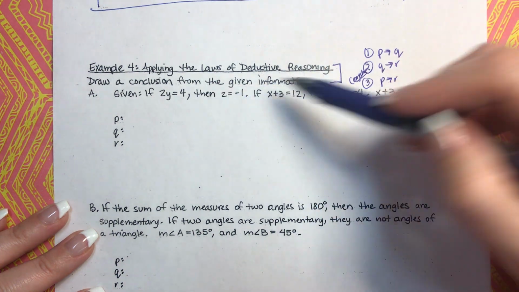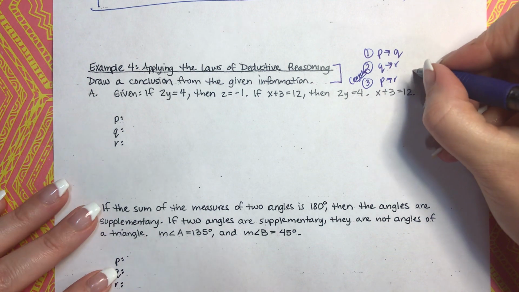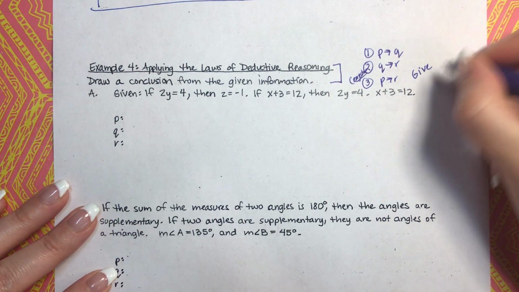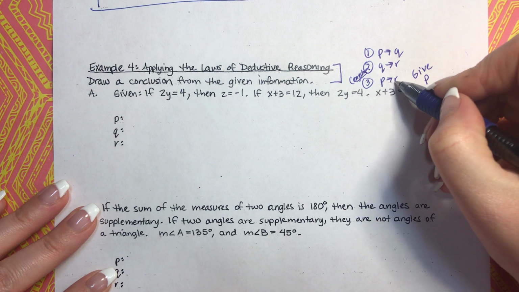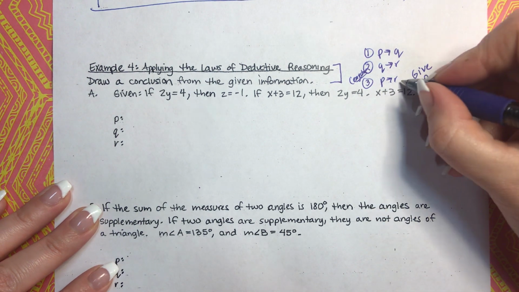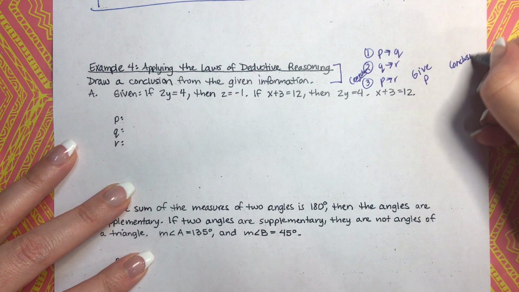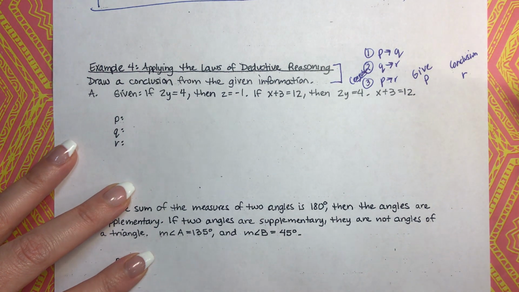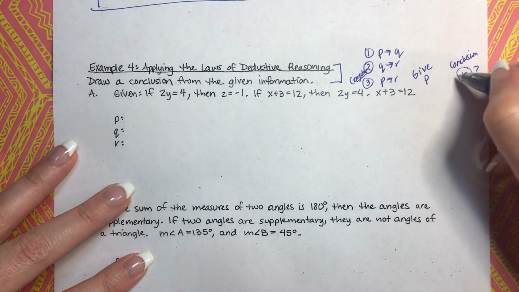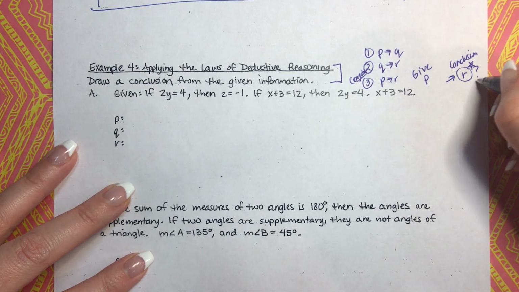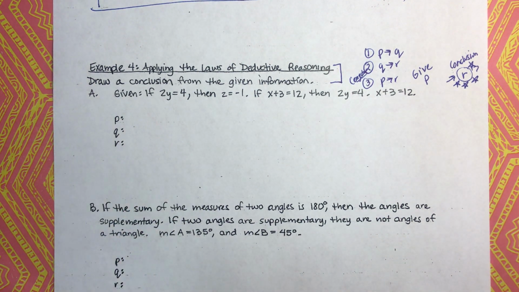But when it asks us to draw the conclusion, they give us the P, which in this case would be the hypothesis. What we have to determine is the conclusion. The conclusion is the R. Okay, so that's what they're asking us. When they say conclusion, that is what they want. Okay, so let's go ahead and get started.